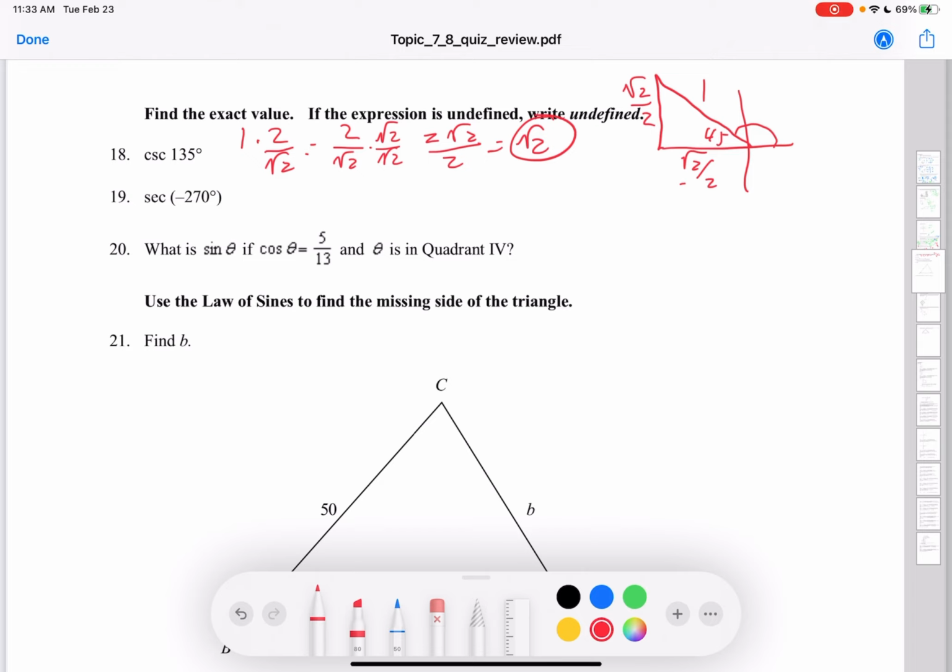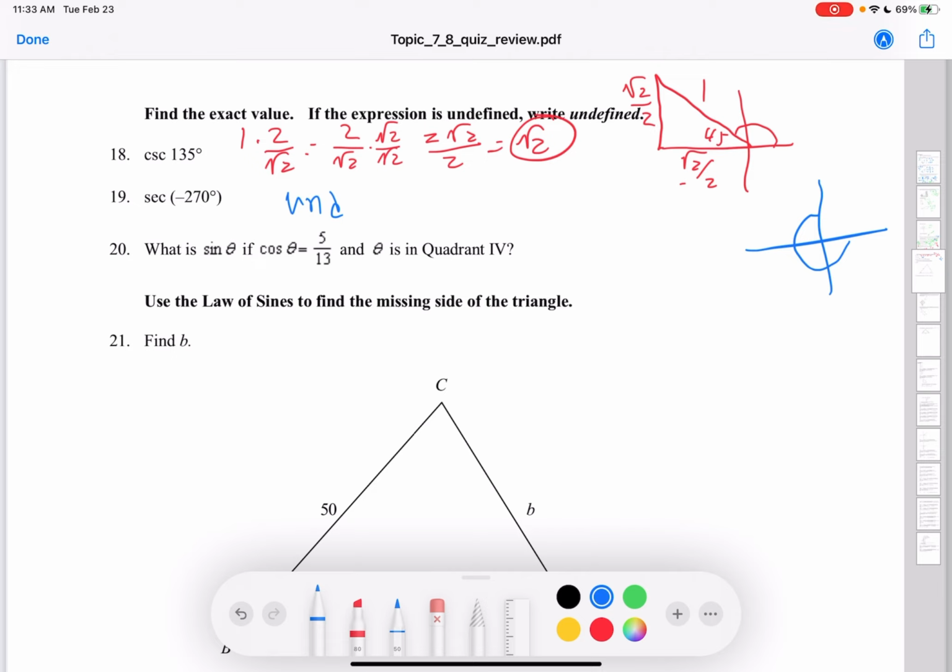Secant of negative 270. Change to blue, because we're running out of room. Okay, so that's going to be on that axis. So what happens with this? If you think about this, secant is the reciprocal of cosine. So if we did the cosine of 270 on your calculator, it's 0. So secant is 1 over that, so this is actually undefined.